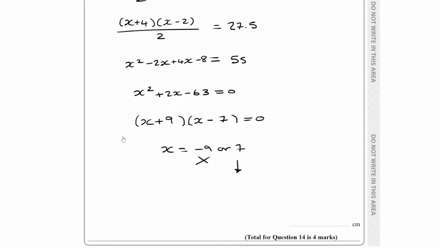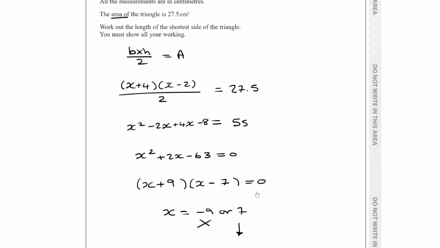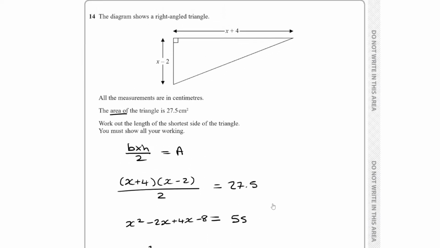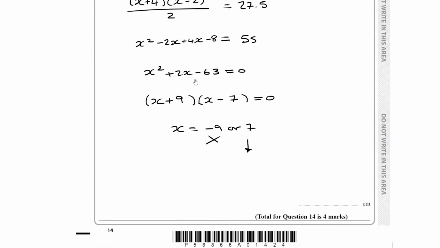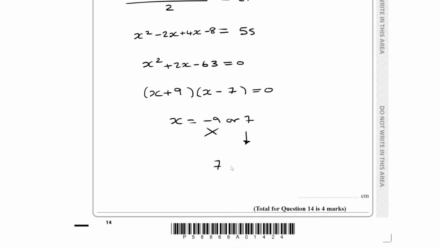Now, the only thing to remember is that you've solved the equation. It feels like that's the answer. But they did ask for the shortest side, didn't they? The shortest side is obviously the x minus 2. So my last step, sub that in. x minus 2, 7 minus 2 gives you 5. Don't forget to do that last step. 5 should be your answer.